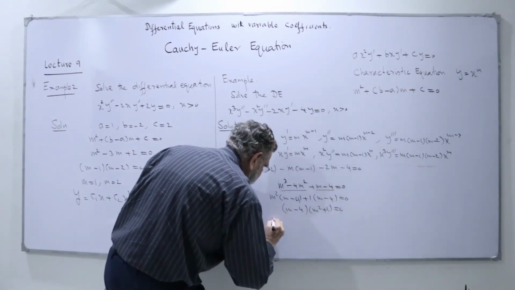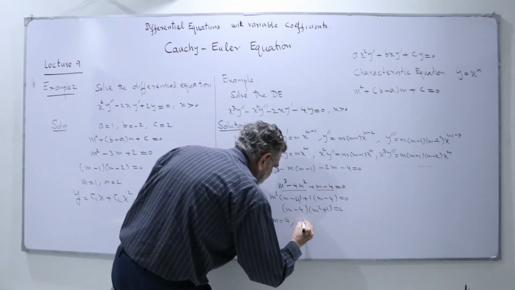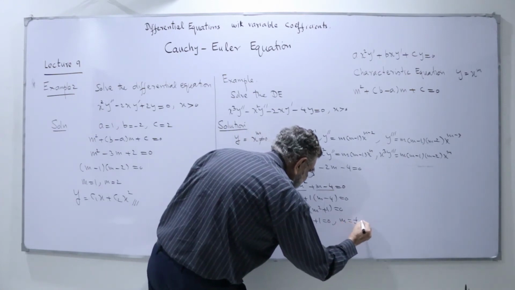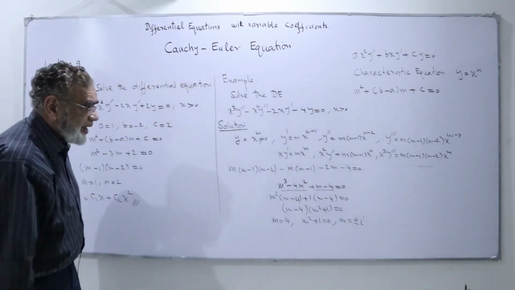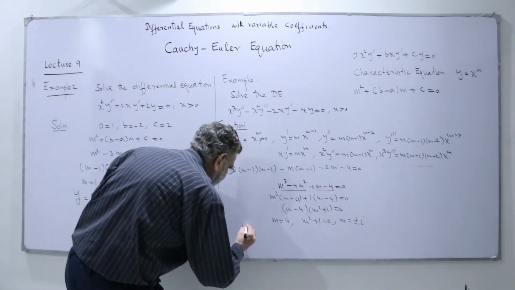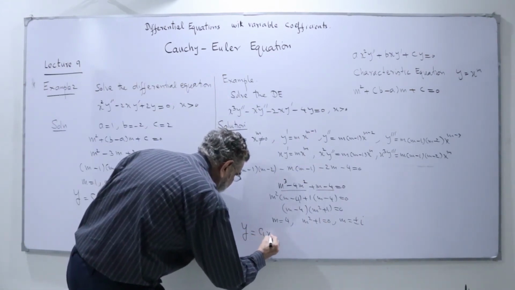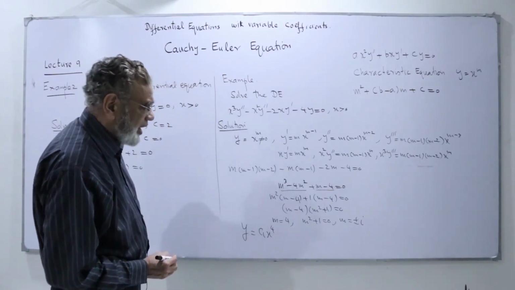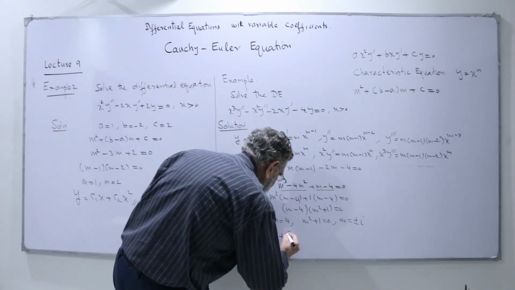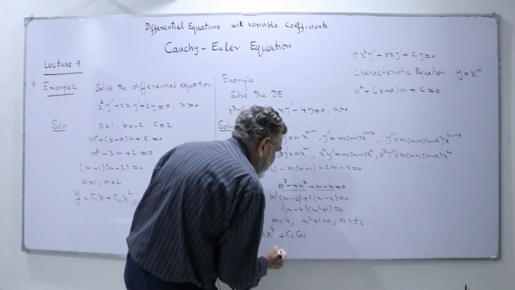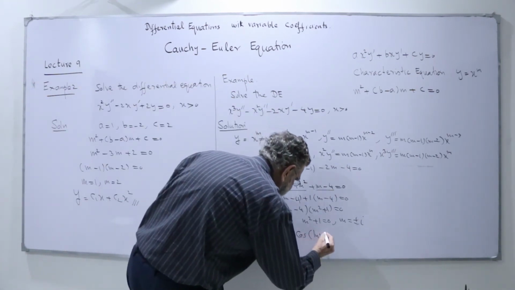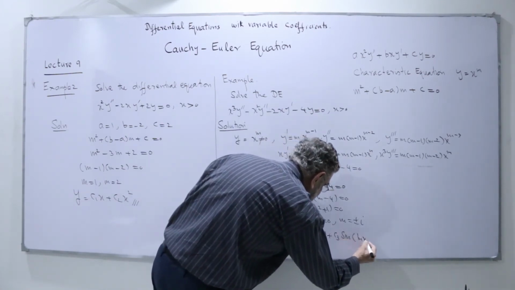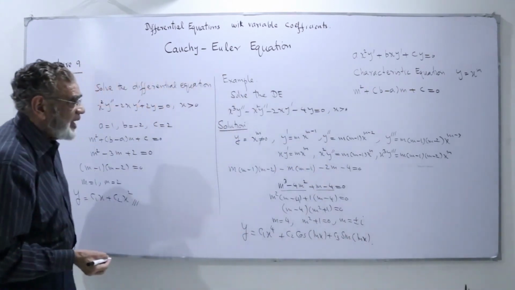So we have m − 4 = 0, that gives me m = 4, and m² + 1 = 0 will give me m = ±i. This is a complex root. Now I can write my general solution: y = c1 x⁴, this is my m1, plus c2, alpha is 0, x⁰ is 1, so we get c2 cos(ln x), beta is 1, plus c3 sin(ln x).